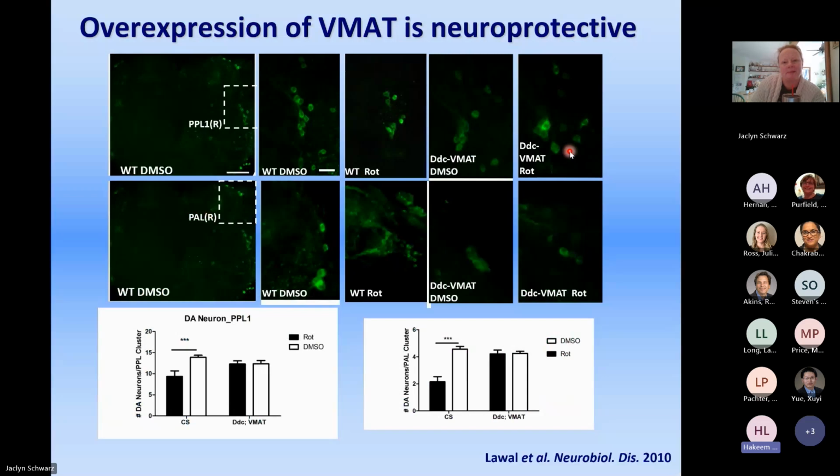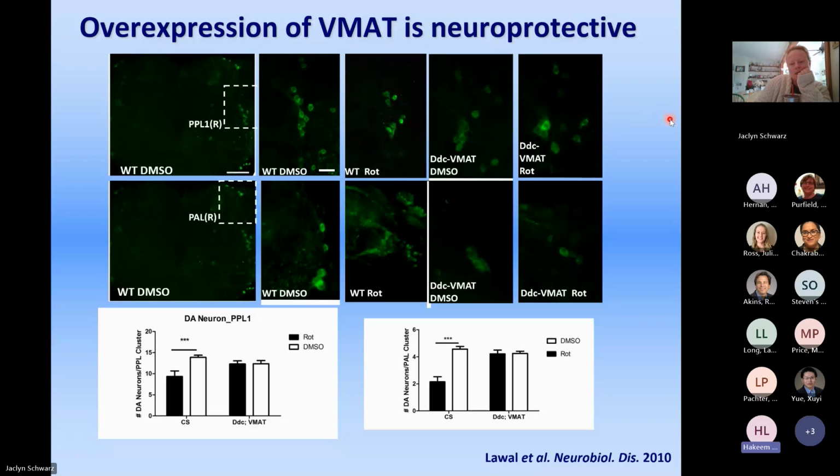So this is my data from when I was at UCLA. I was doing the Drosophila side, but the mammalian folks were doing theirs. Zebrafish people were doing stuff. And one of the convergences was that, regardless of the system, you could actually use this vesicular monoamine transporter protein to save these neurons from neurotoxic damage.